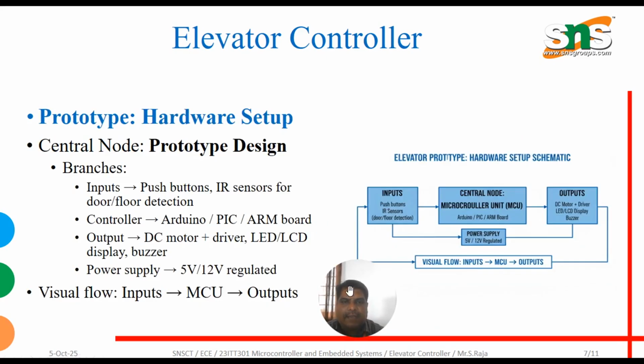Next we have to go for a hardware prototype. This hardware prototype is based on the exact design of what the elevator needs. So the inputs are push buttons and IR sensors for door and floor detection. The controller may be a PIC microcontroller or an ARM board or an Arduino board. Then the output devices are a DC motor plus driver, an LED and an LCD display, and finally a buzzer is used for signaling the output. These elevators work on a 5 volt or 12 volt regulated power supply. So this is the mind map where input is given to the MCU, and based on the input, the MCU drives the connected outputs.